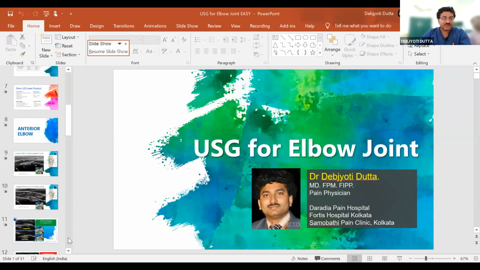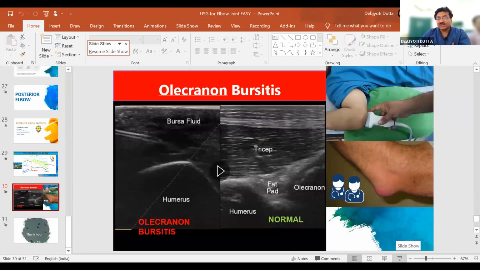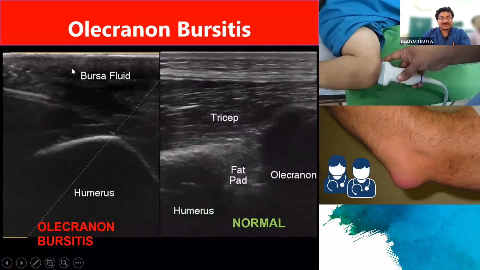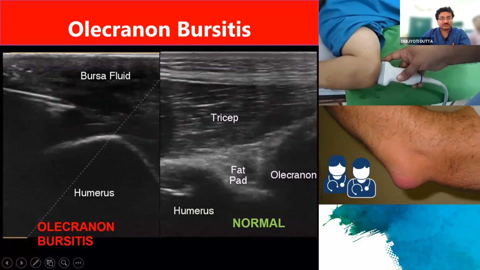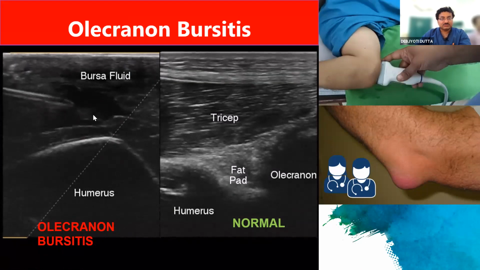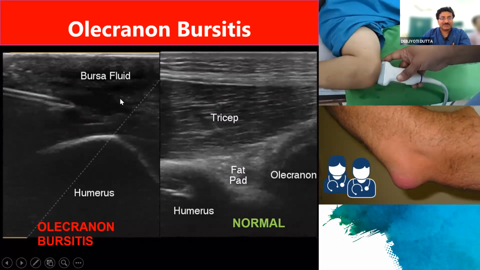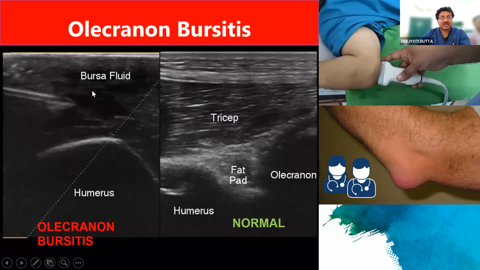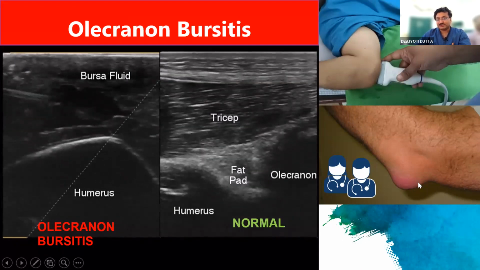So I have shown you the picture of the student's elbow, the ultrasound finding of the student's elbow. See here at the last slide, I have shown you the student's elbow. So this is the bursal fluid at the student's elbow. Can you see this? Here you can see the bursal fluid. Yes. Okay, so this is the student's elbow. See, here is edema fluid.